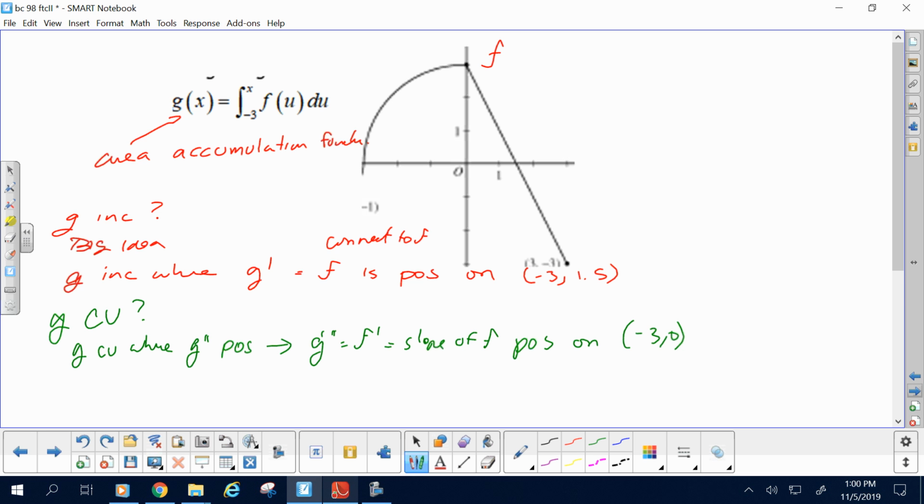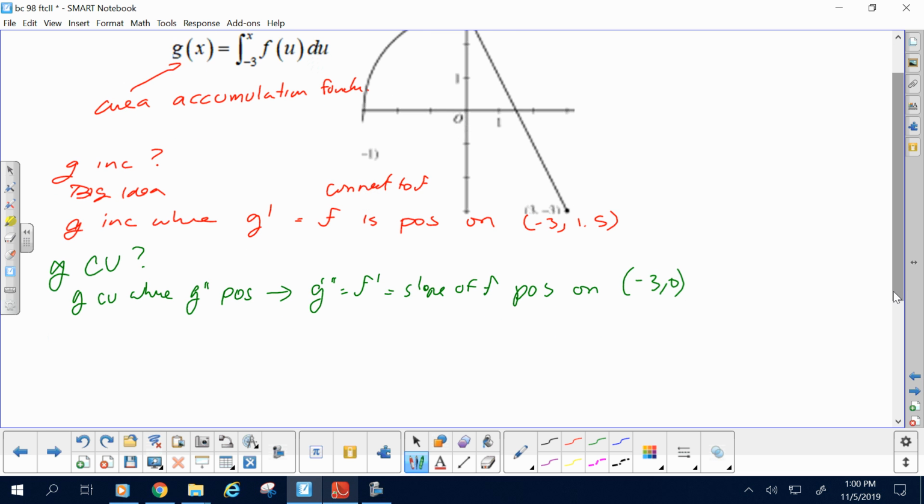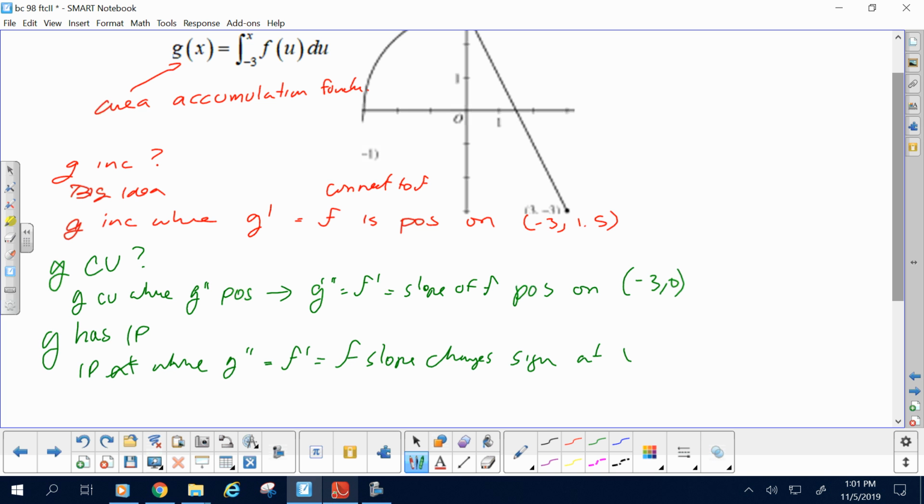Okay, cool. What if I asked, where does G have an inflection point? G double prime changes sign, or G double prime, which is equal to F prime, which is equal to F slope, changes sign, and that's at x equals 0. Okay, cool. Alrighty.